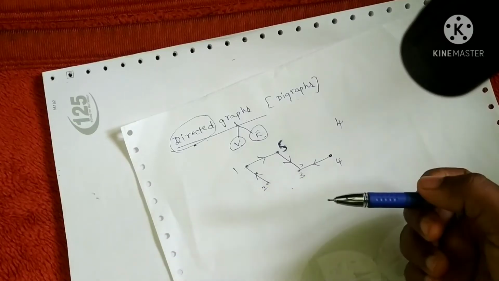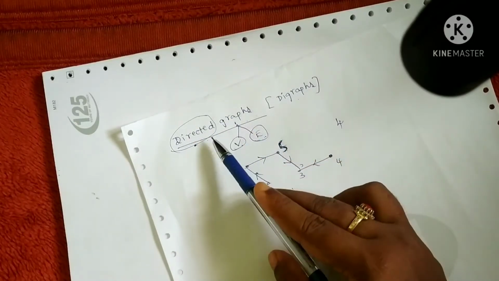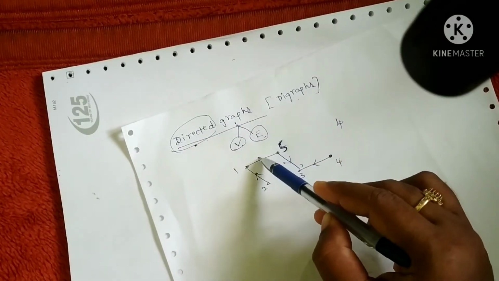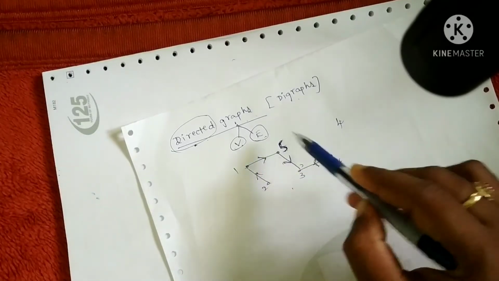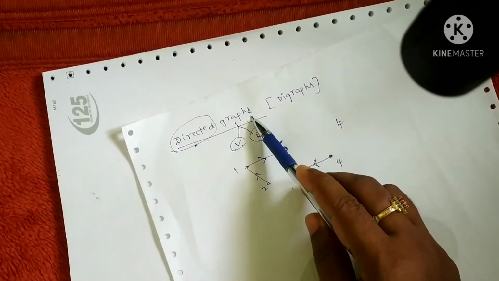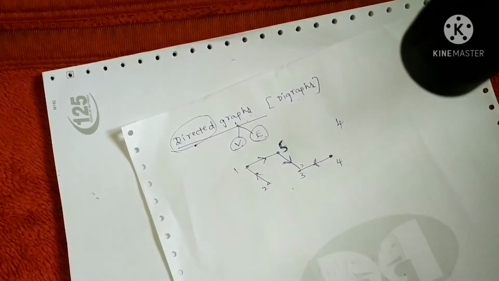Once again, let me tell you the definition. A graph is said to be directed if all the edges are given a direction. Then only we say a graph is a directed graph, or digraph in short.